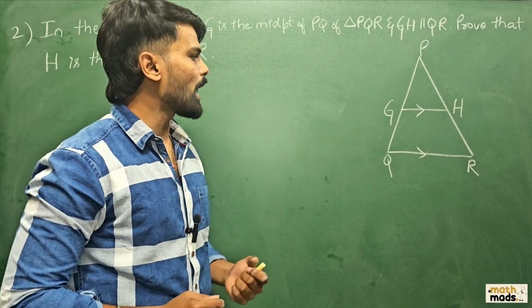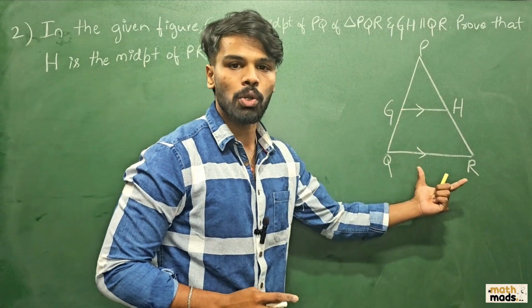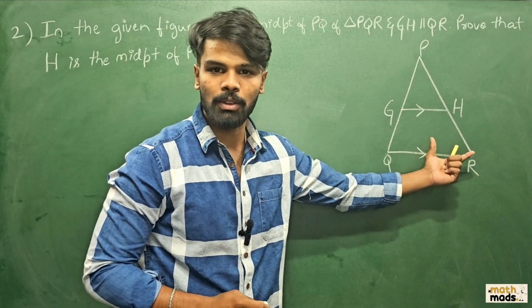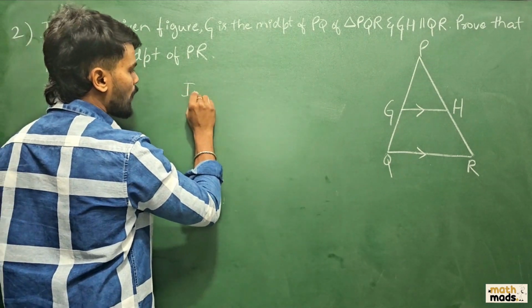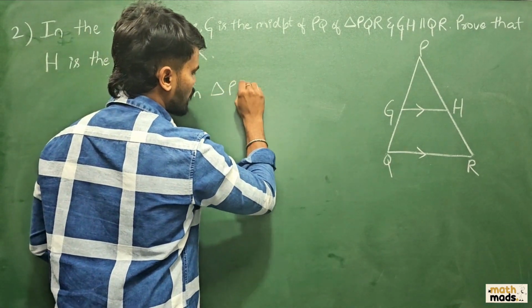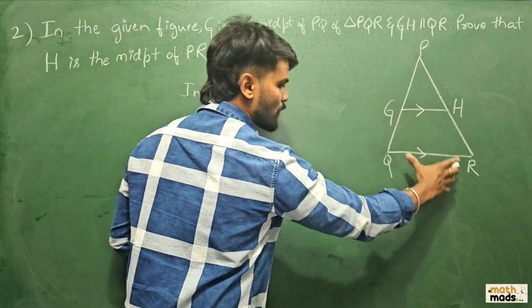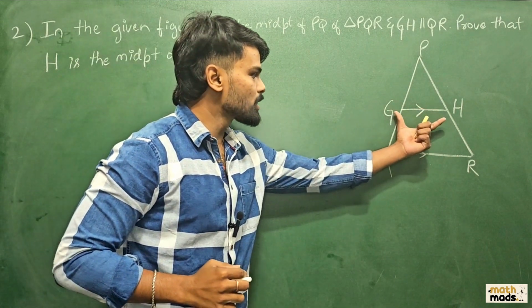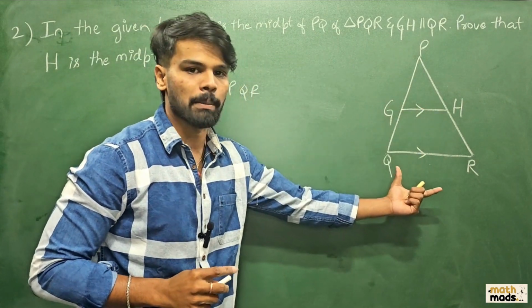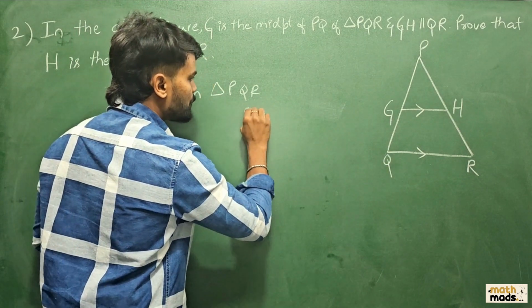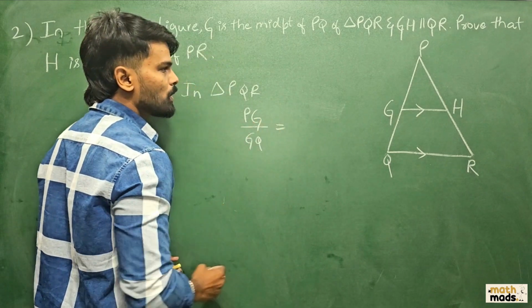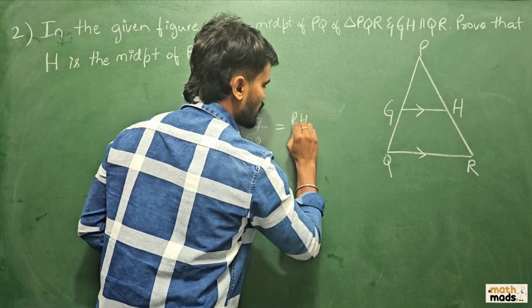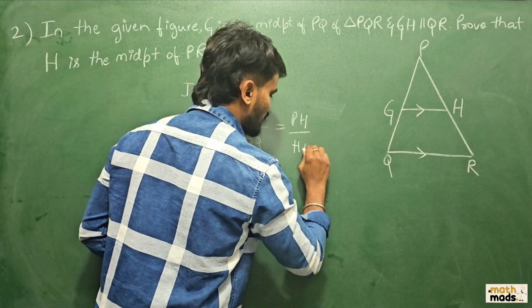But what information do we have extra? GH is parallel to QR. So what can we use here? We can make use of the basic proportionality theorem. So in triangle PQR, GH is parallel to QR, which means that GH is going to divide the two sides in same proportion. So what do we get here? PG by GQ is equal to PH by HR.